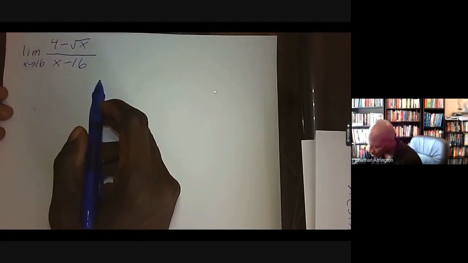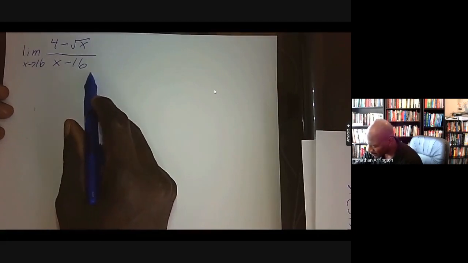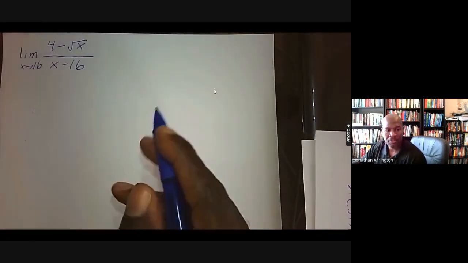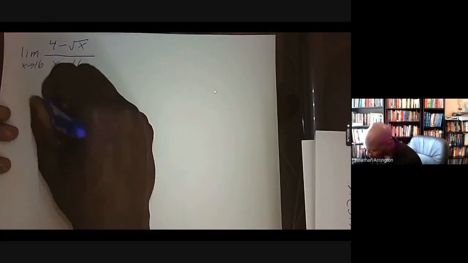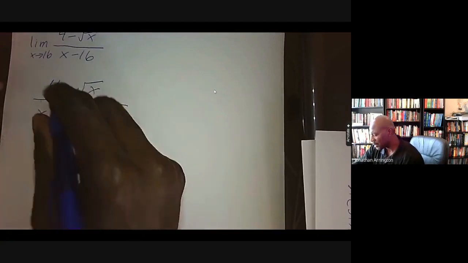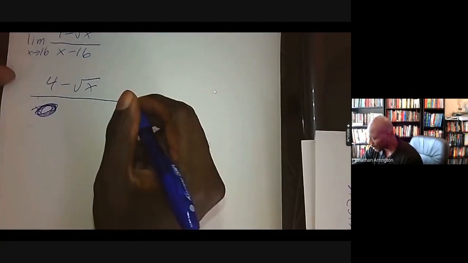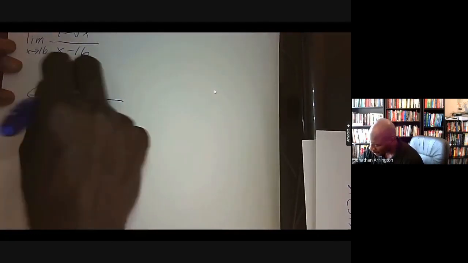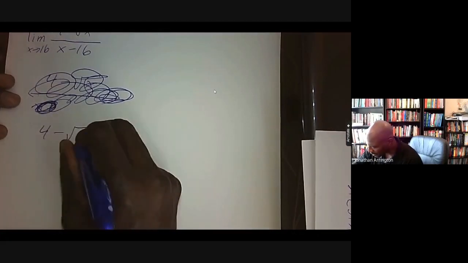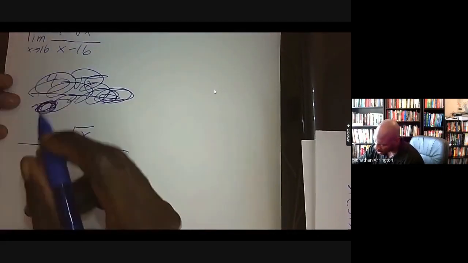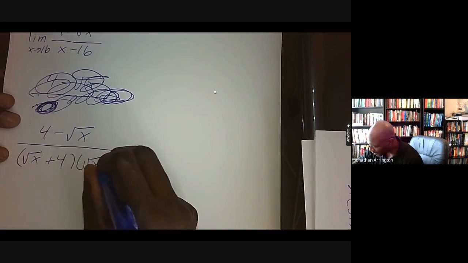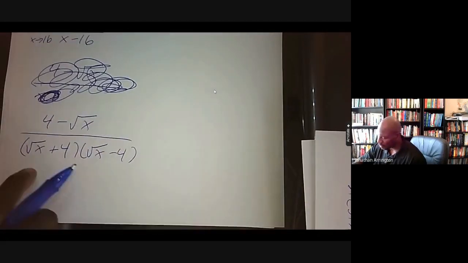You may say, well, I see 16 is something squared, but x is not. And I would disagree with you. x is something squared. x is the square root of x squared. So 4 minus the square root of x. So my denominator can be written as... Let me write the numerator again, 4 minus the square root of x. Let's restart. Now my denominator can be written as the square root of x plus 4 times the square root of x minus 4. And hopefully you can see if you were to multiply that out, you would get x minus 16.